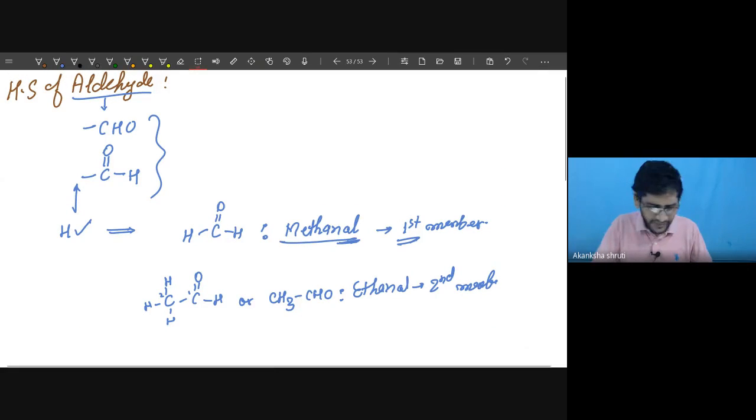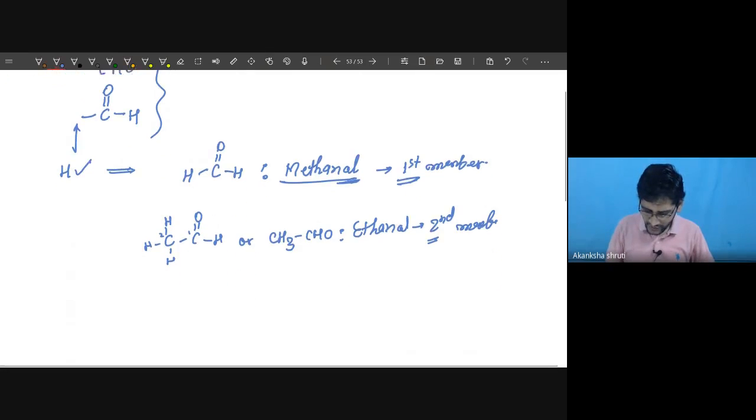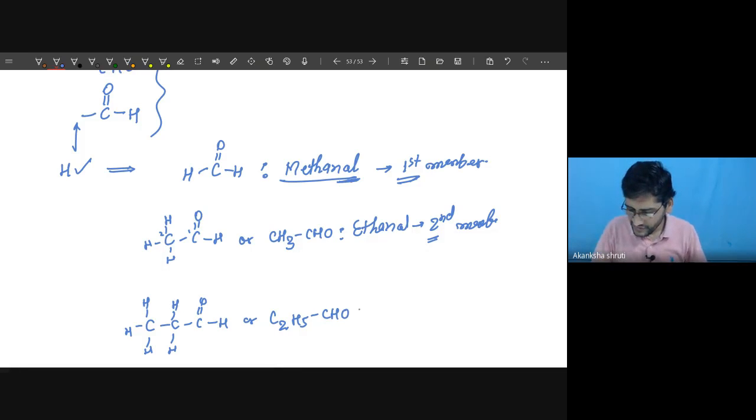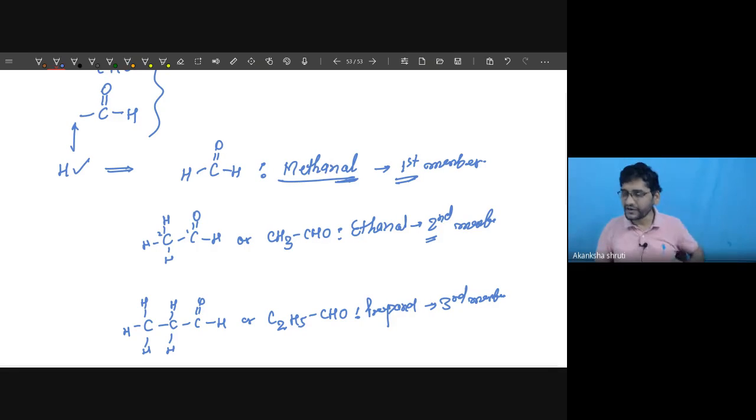So this is our second member we have drawn. For the third member, I need to increase this, meaning 2 C of the other I need to take. Then C2H5CHO. It is called propanol. Which one is this? Third member.